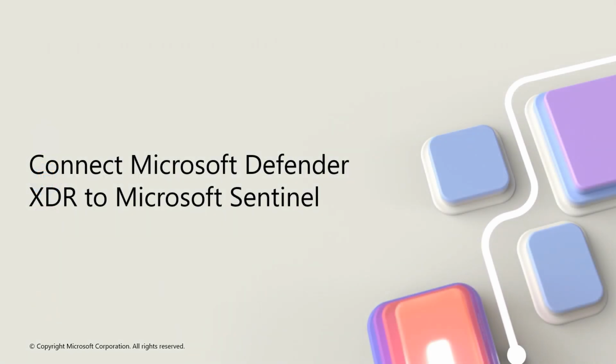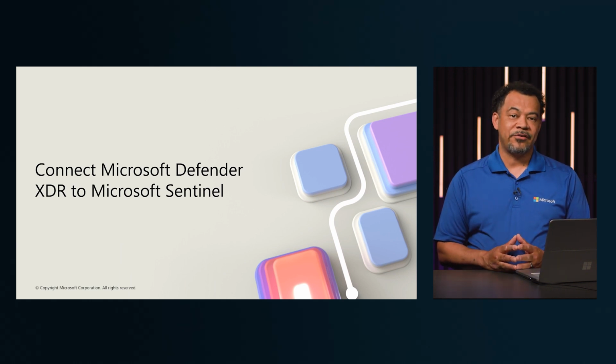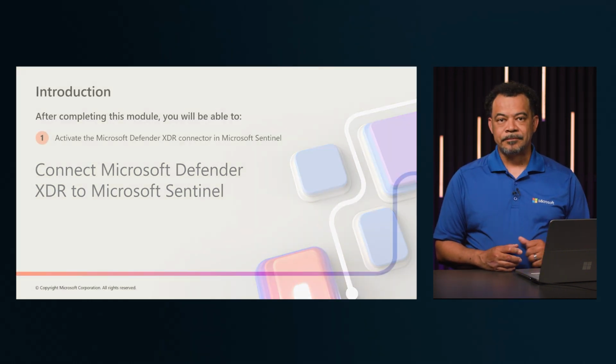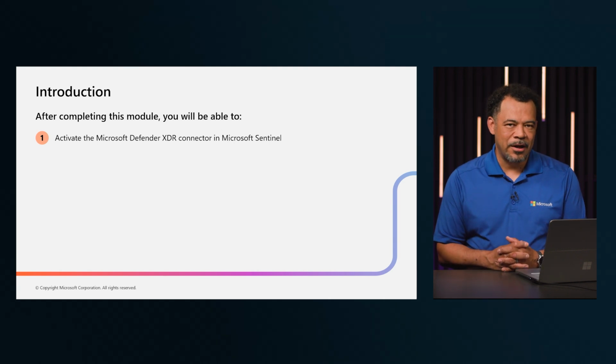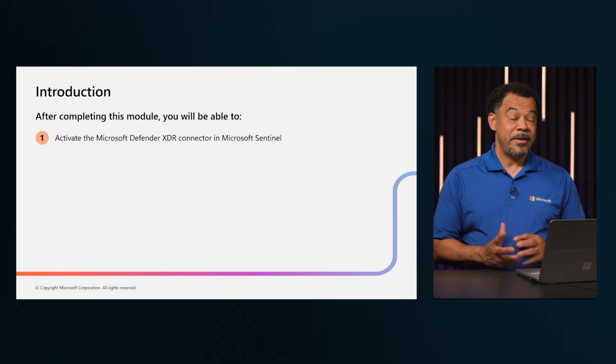So now let's jump into our next module, which is Module 4. In here, we'll look at connecting Microsoft Defender XDR to Microsoft Sentinel. After completing this module, you'll be able to activate the Microsoft Defender XDR connector in Sentinel.